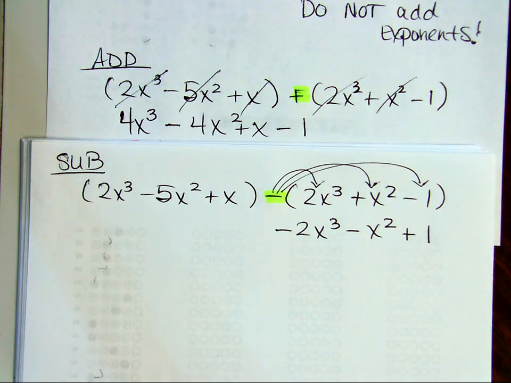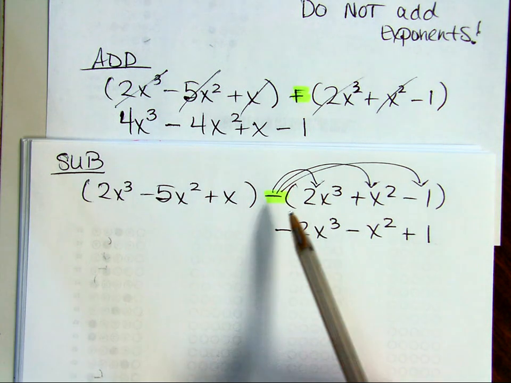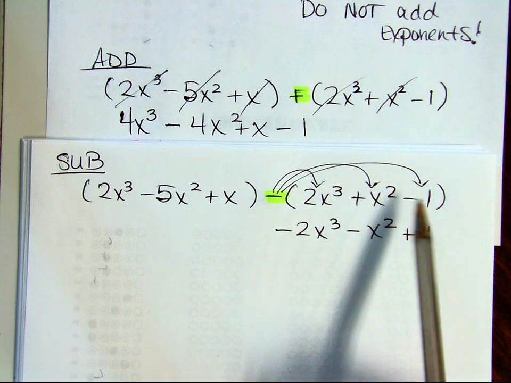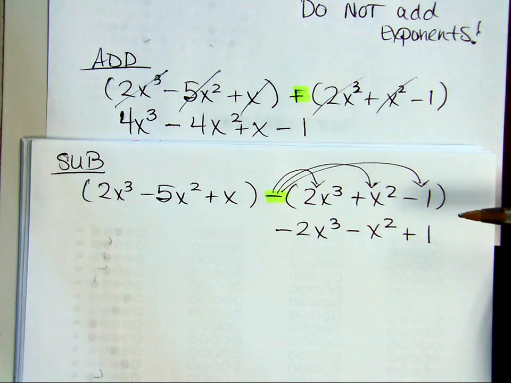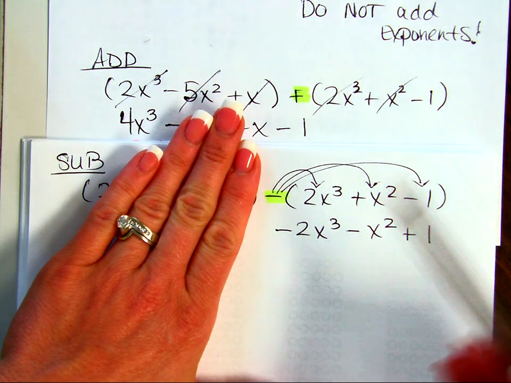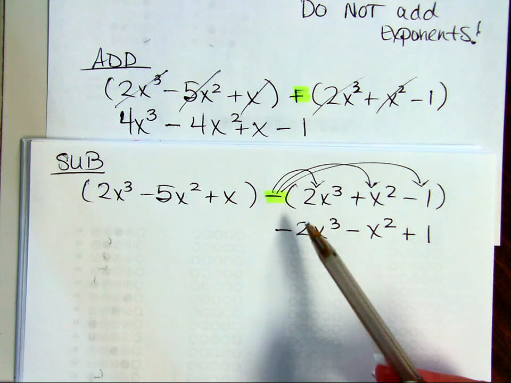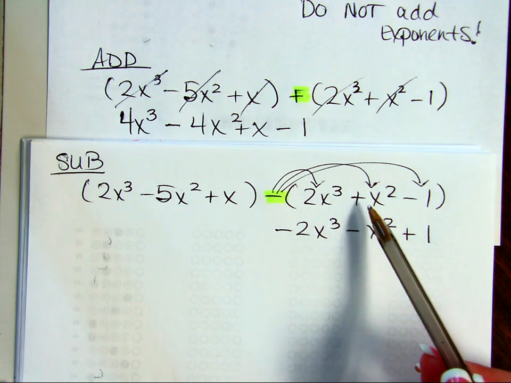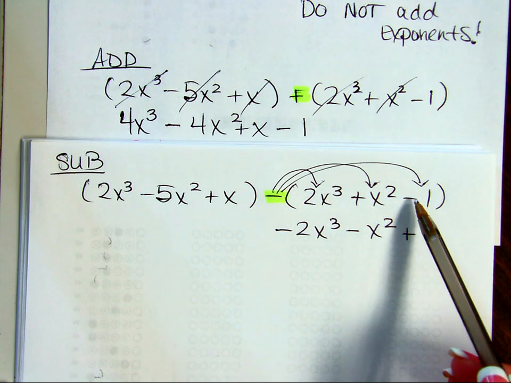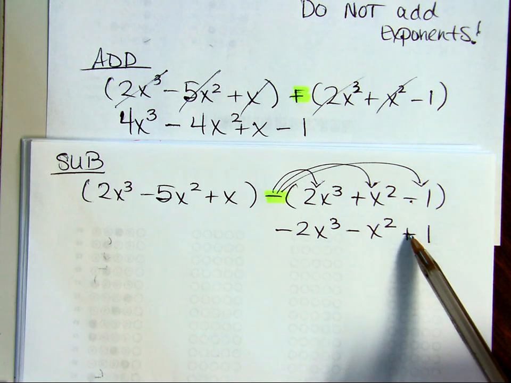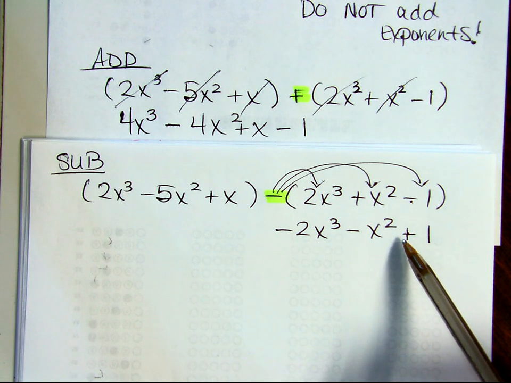So let's step back a second and see what multiplying by a negative 1 does. It takes the opposite of the expression. So if I were to say, what's the opposite of this expression? You would say, well, the 2x cubed was positive, now it's got to be negative. This was positive, now it's negative. This was negative, now it's positive. That's what the effect of multiplying by negative 1 does.